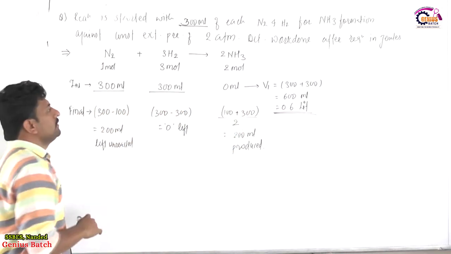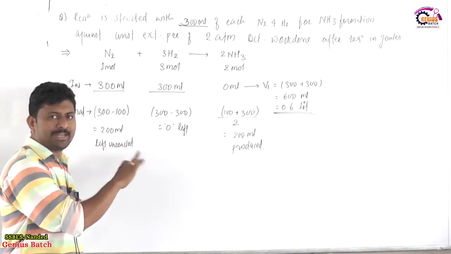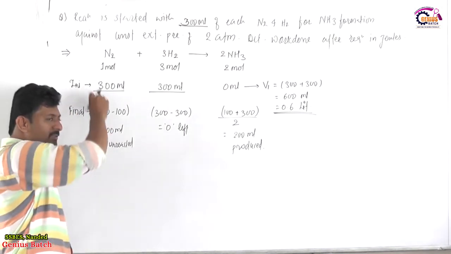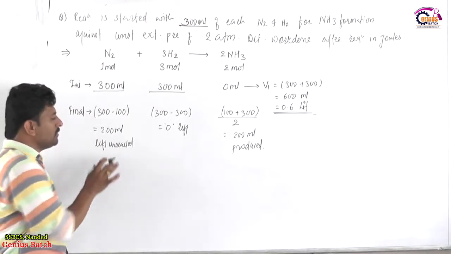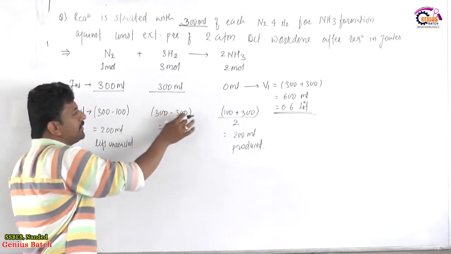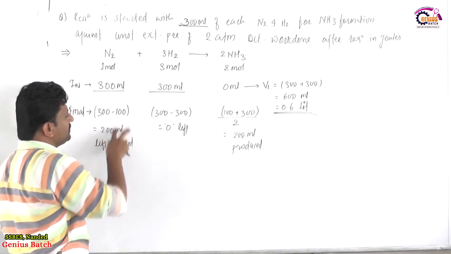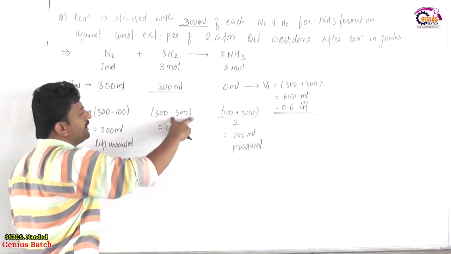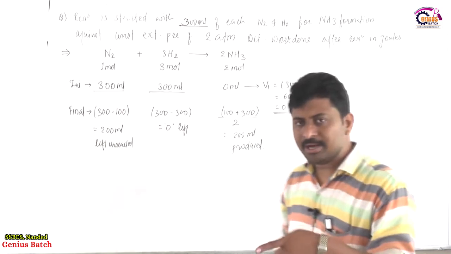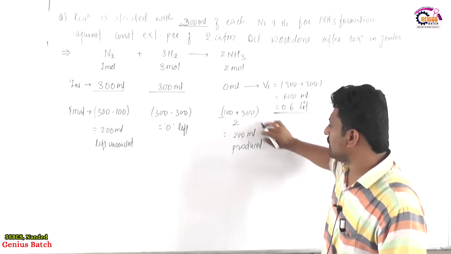Final volume: in 300 ml of nitrogen, only 100 ml of nitrogen is sufficient to react with 300 ml of hydrogen. So the remaining 200 ml of nitrogen will remain in the same container as it is. So 200 ml of nitrogen will be unreacted. Then 300 ml of hydrogen is completely consumed, so nothing is left for hydrogen. Total reactant volume is 100 ml of nitrogen plus 300 ml of hydrogen. Total 400 ml volume is combined, and now that is converted into 200 ml product, ammonia. This much ammonia is produced.